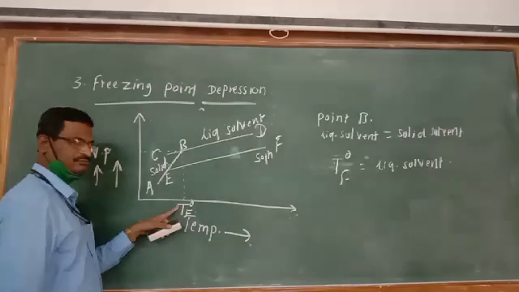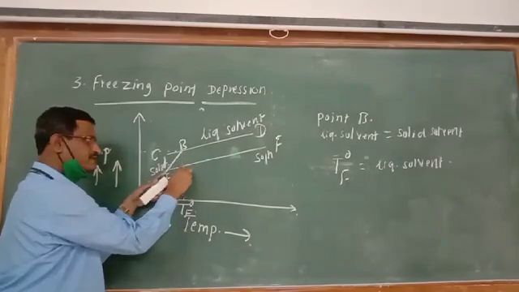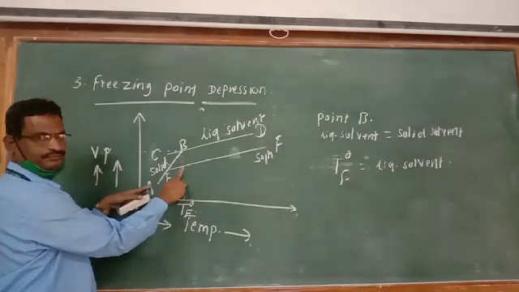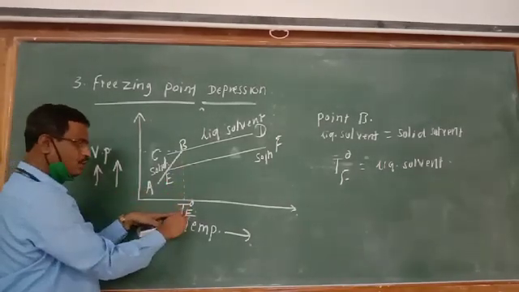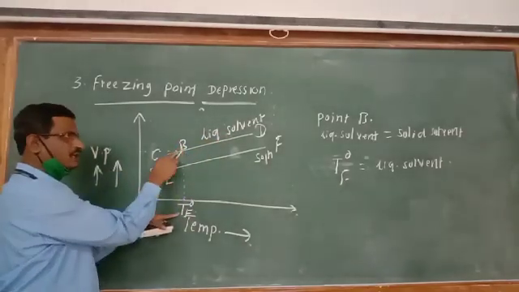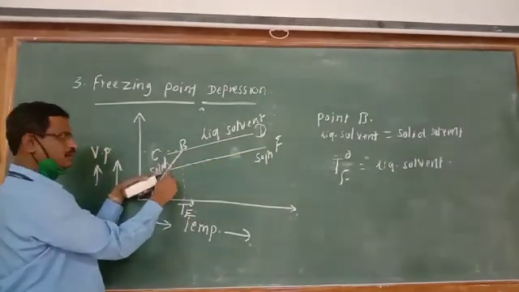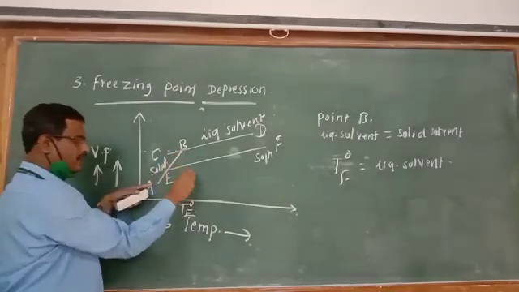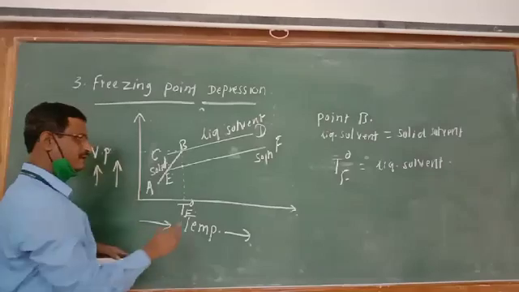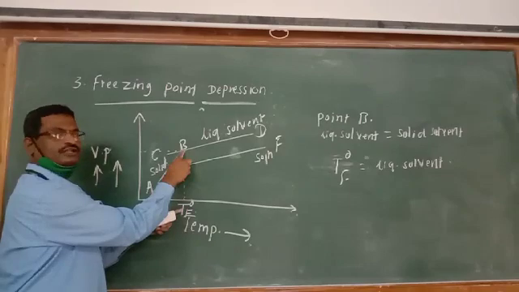At the same time, EF is the curve of the solution. Is the curve EF at temperature T0F intersecting AB? No. At temperature T0F, only the liquid solvent curve is intersecting the solid solvent curve, but the liquid solution curve is not intersecting the solid solvent curve at this temperature. At this point, no intersection takes place. It means that T0F is the freezing point of only the liquid solvent, not the solution.